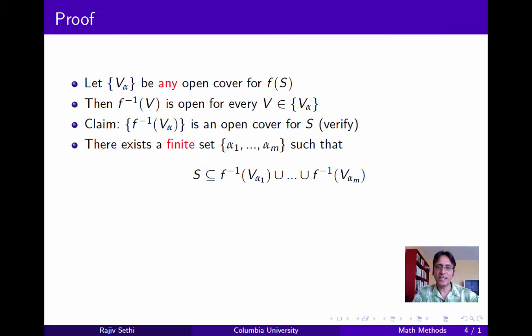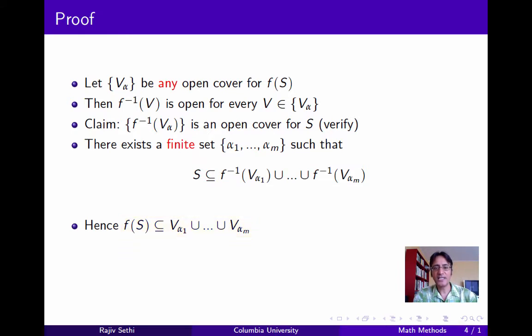Since S is compact, every open cover must have a finite subcover, so let alpha 1 to alpha m be a finite set of indices. Now each of these corresponds to one set in the collection of inverse images, and S must be a subset of the union of these finite sets. Now note that if you take the sets V alpha 1 to V alpha m in the codomain, the image of S must be a subset of the union of this finite collection.